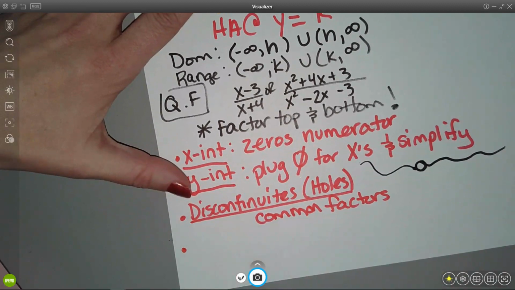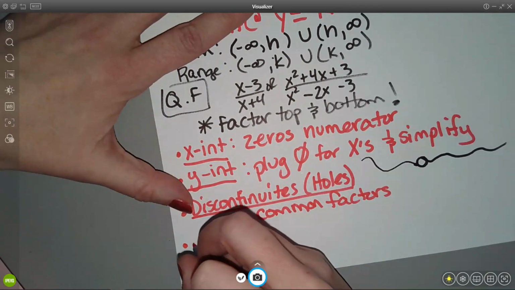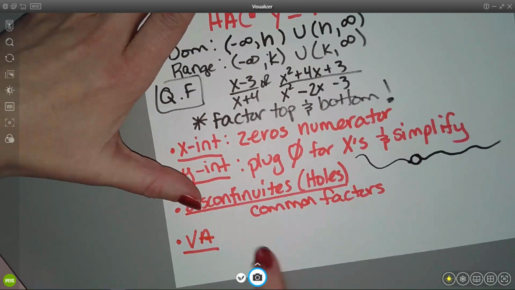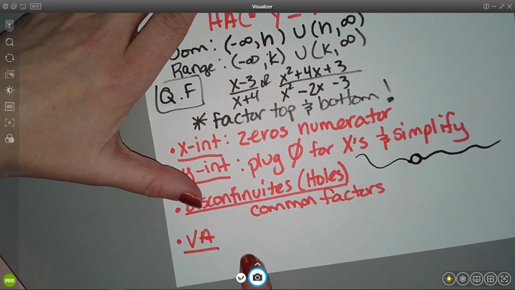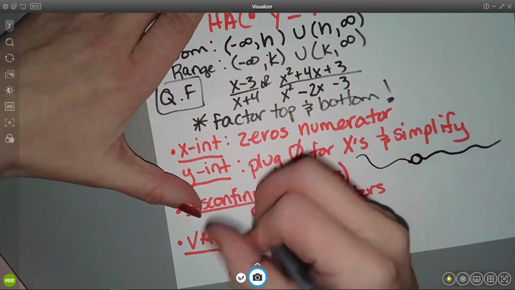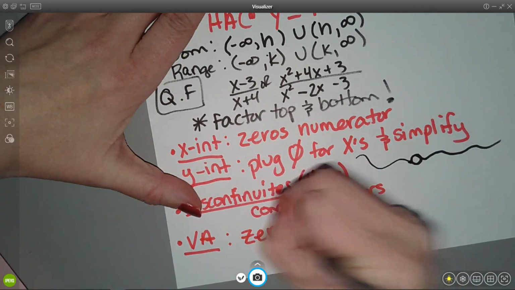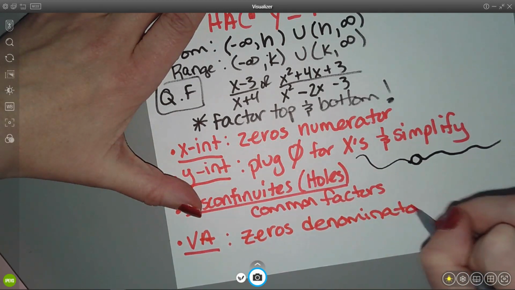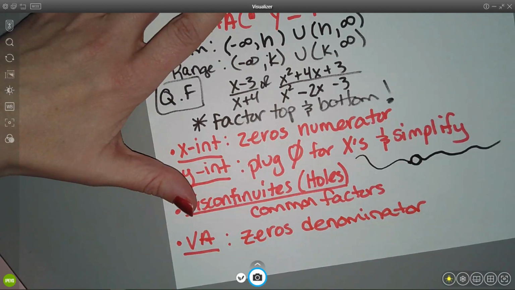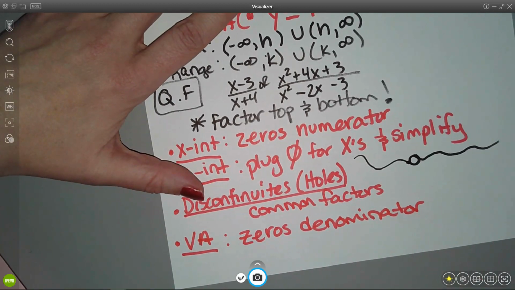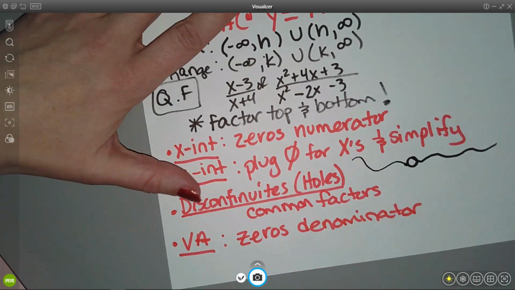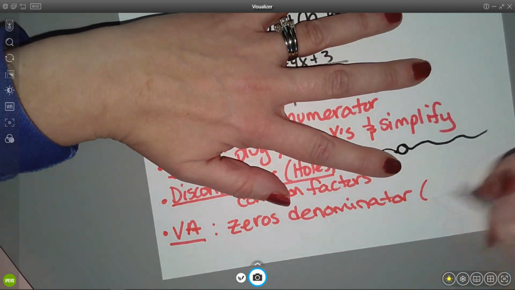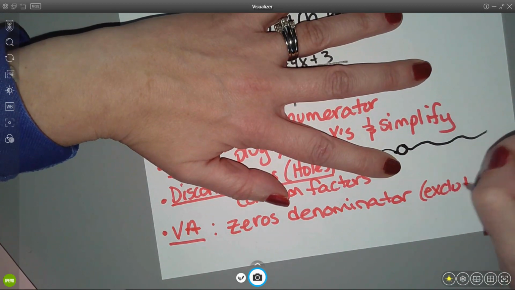The next thing, let's talk about that vertical asymptote. Okay, this one's the easy one. Where am I going to find that vertical asymptote? Okay, I'm going to find that vertical asymptote at the zeros of the denominator. Okay, the zeros of the denominator. If you go back on some of our homework, you know how it told you to simplify and then state the excluded values? Well, these are those excluded values.